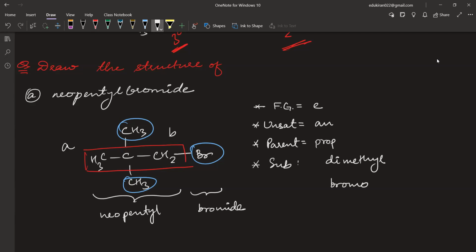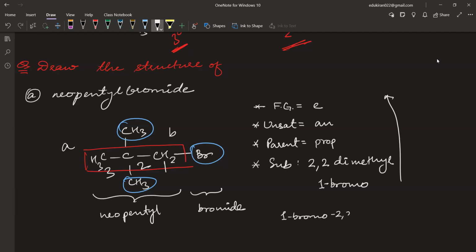Where should I start the numbering from? B. 1, 2, 3. That means bromo will get number 1. And the dimethyl will get 2, 2, because we have to number both the methyl groups. The first methyl is on the second carbon, and the other methyl is also on the second carbon. Now just go from bottom to top. You will get the name 1-bromo-2,2-dimethylpropane. Clear?